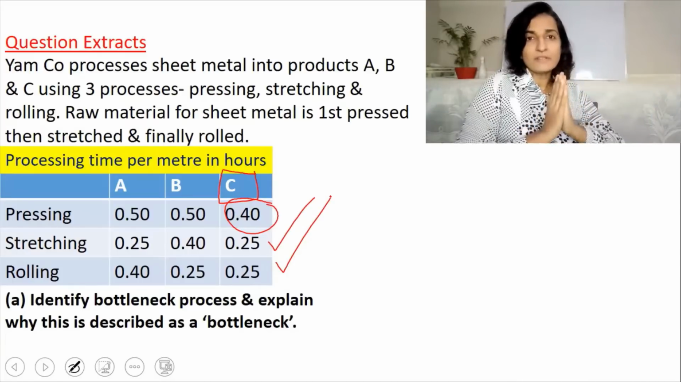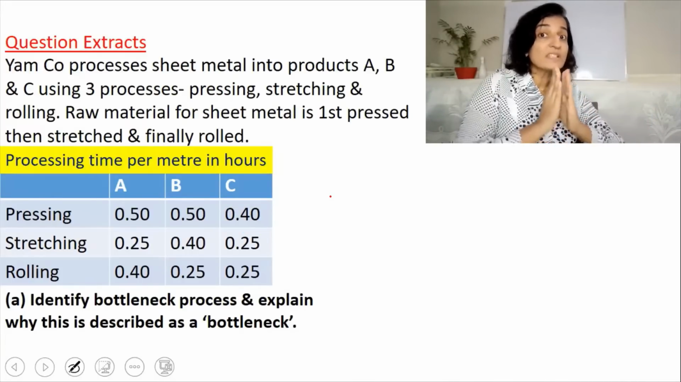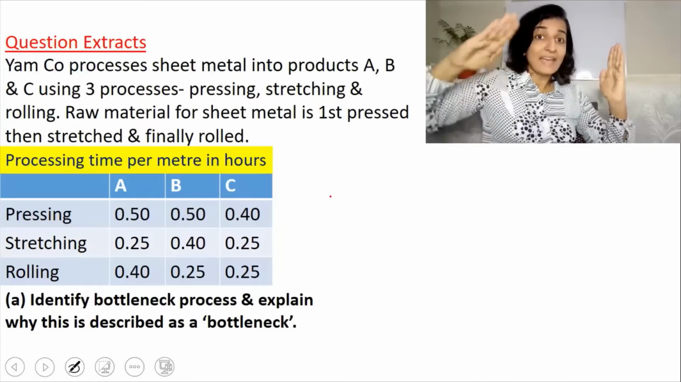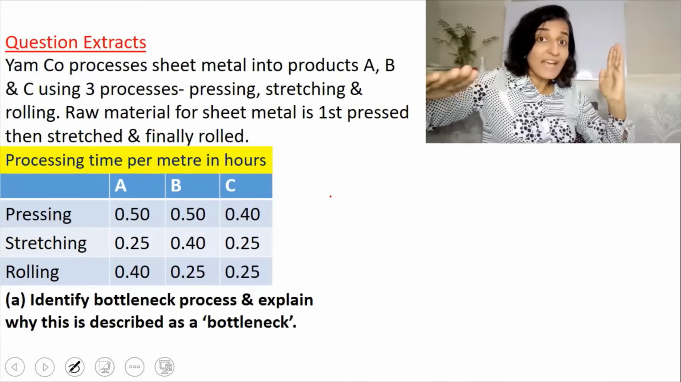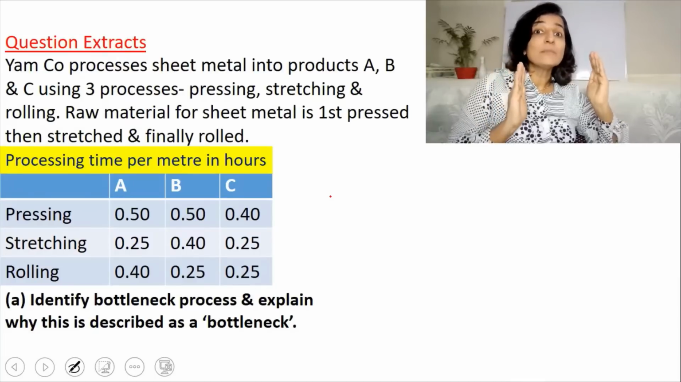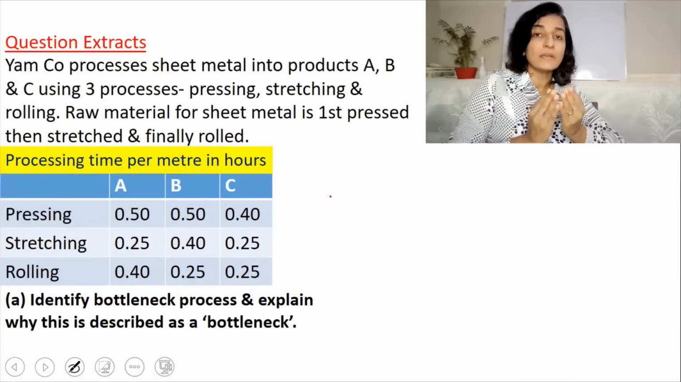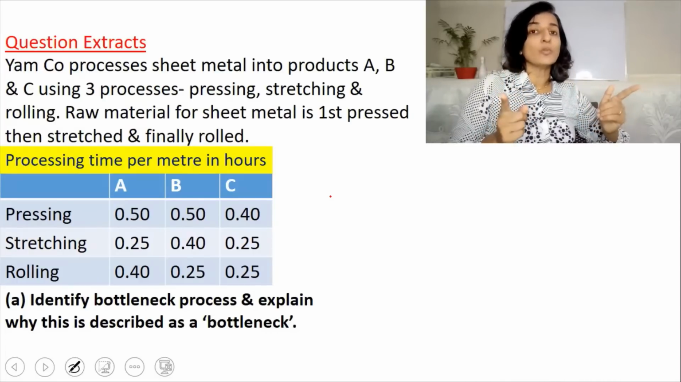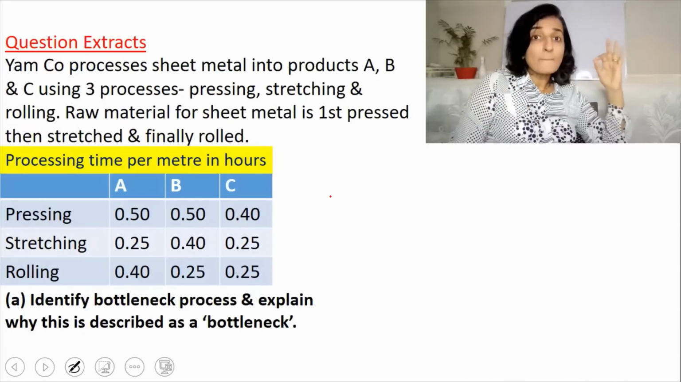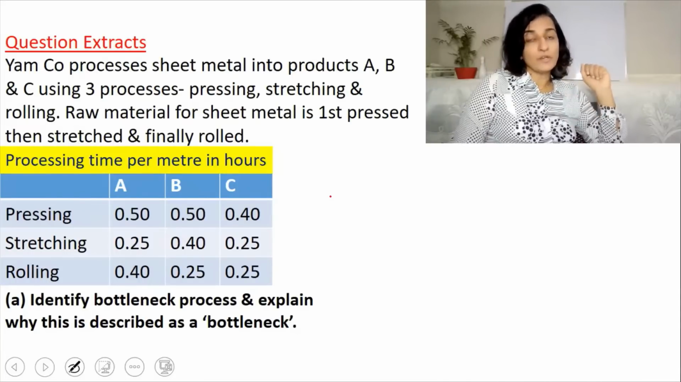So what is the inference? It means that the pressing process will take a longer time, and the stretching process and the rolling process that comes after that will have to wait because the pressing process is not completed processing. So only if the pressing process is faster, we can increase the output. So it is obvious that it is a pressing process which is the bottleneck, or the process which limits or restricts the output of the organization.